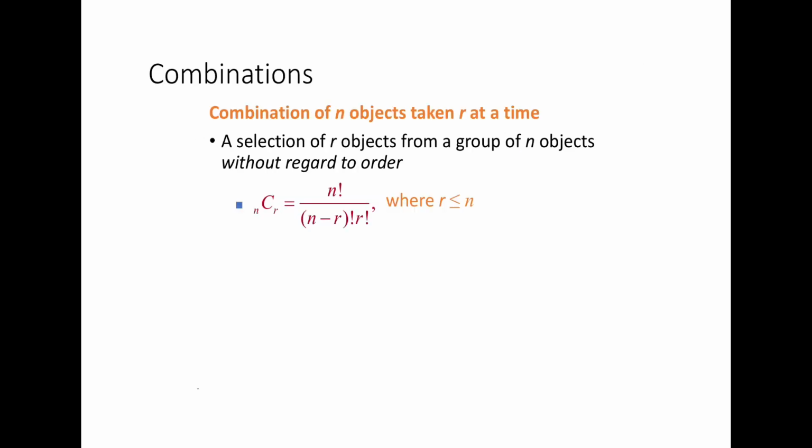For this next part, we're going to look at the other more important thing, which is called a combination. And a combination of n objects taken r at a time. This sounds a lot like a permutation, right?